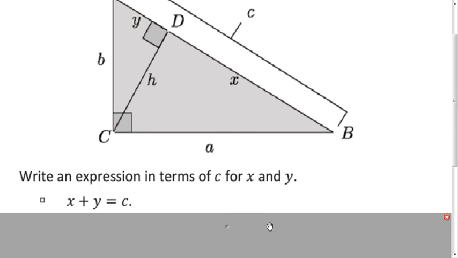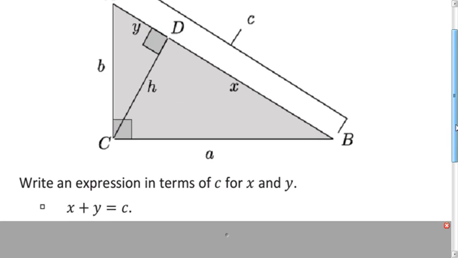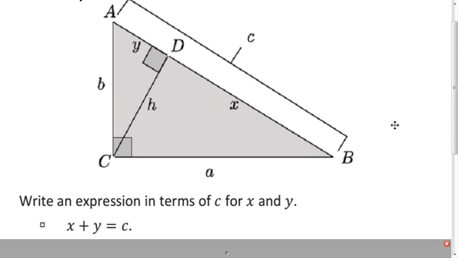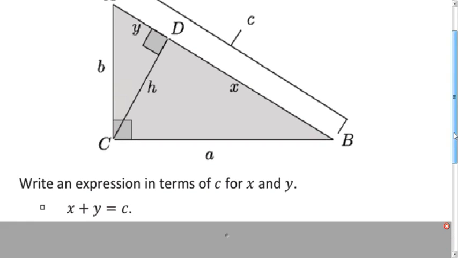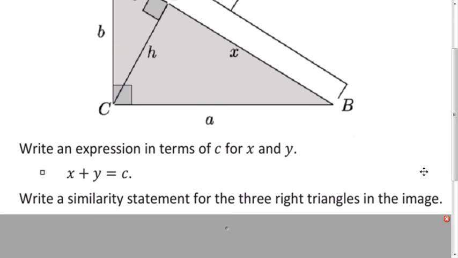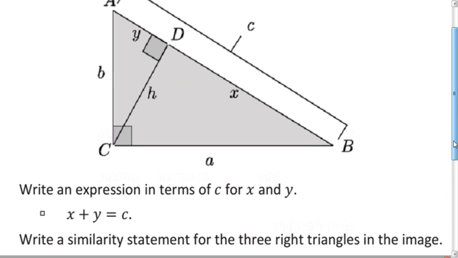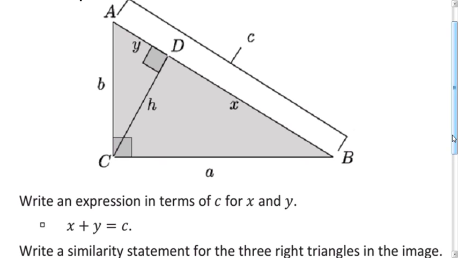Well, hopefully you see that if you add up x and y together, you get c, that hypotenuse of the big triangle. And what three triangles are similar? So if you can write a similarity statement there, and make sure that the corresponding vertices match up. Make sure that the smallest acute angle matches up with the other small acute angles. Make sure the right angles match up. Make sure the larger acute angles match up.